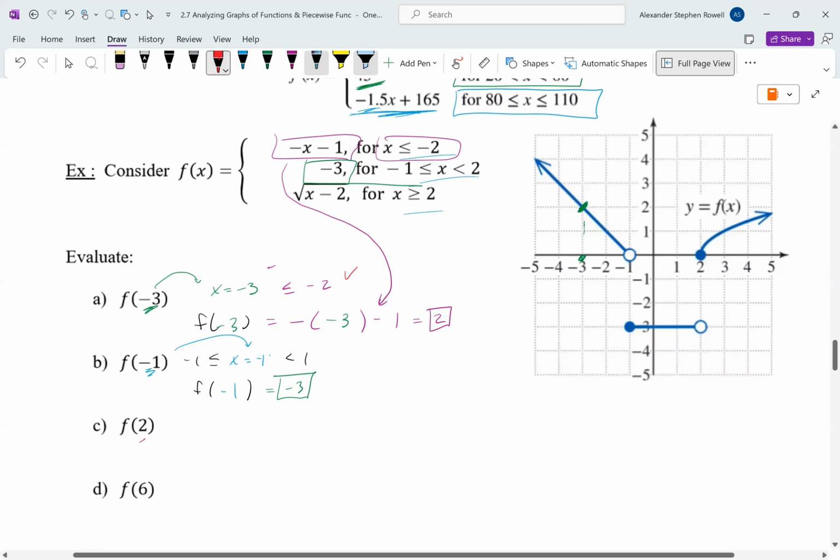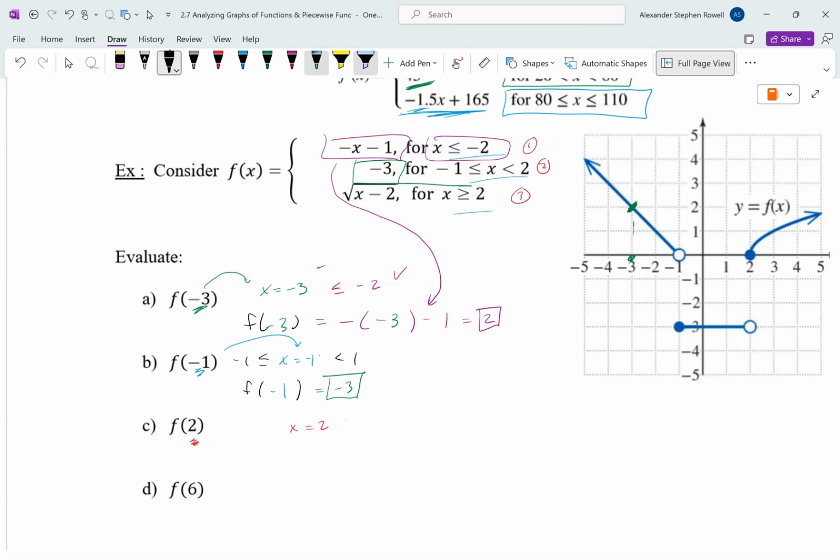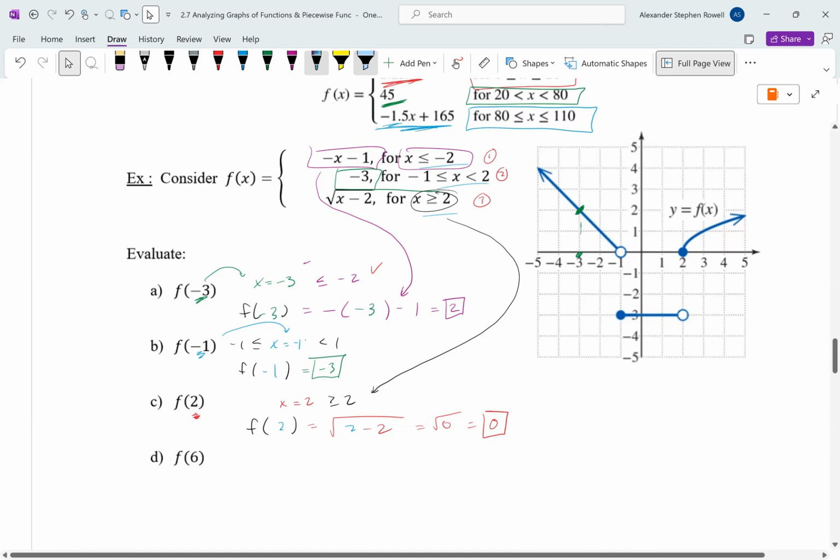In the next interval, f of 2, in this case x is equal to 2. Is that in the first, second, or third interval? 2 is greater than or equal to 2. It's in the third interval. What does my function look like when I plug 2 in? The square root of x minus 2. Yes, 2 minus 2. The square root of 0 is 0. Any questions about that?